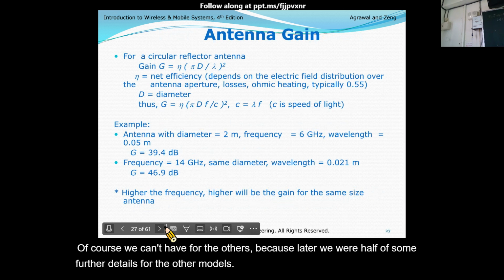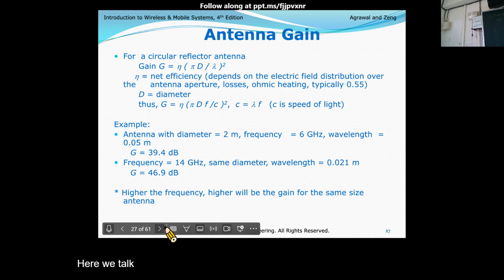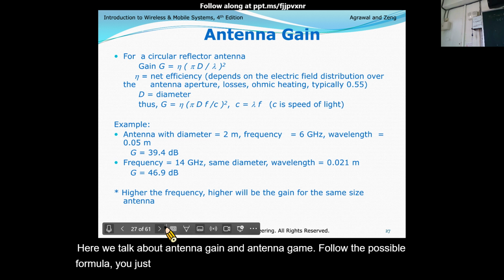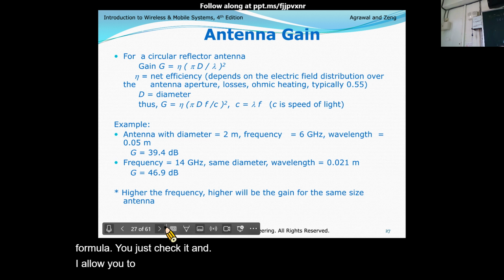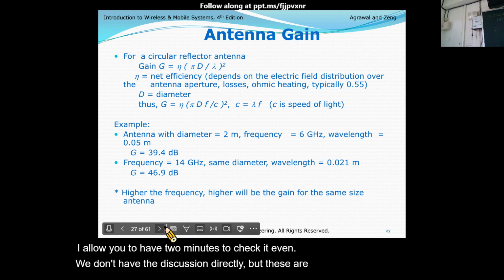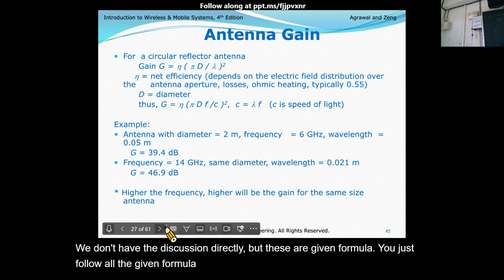Well, here we talk about antenna gain, and antenna gain follows a possible formula. You just check it, and I allow you 2 minutes to check it. We don't have the discussion directly, but these are given formulas. You just follow the given formula, and then calculate what the gain is. So you have 2 minutes to check this page.